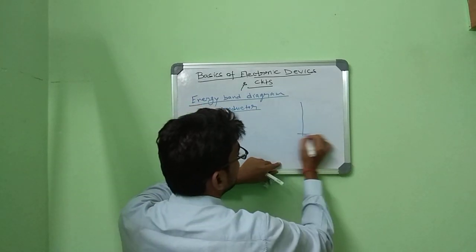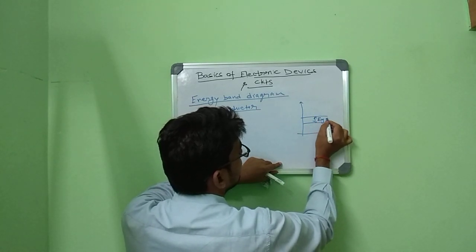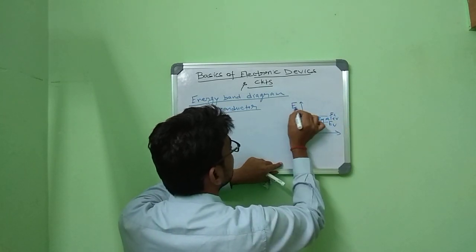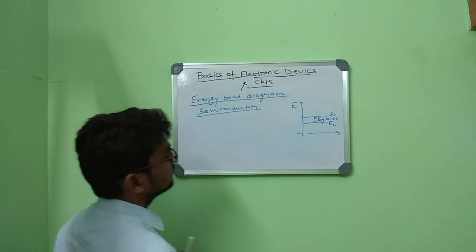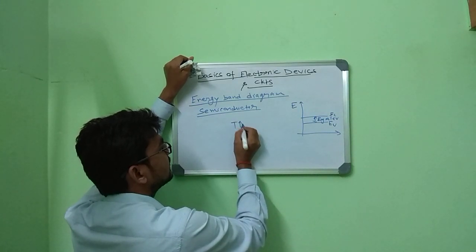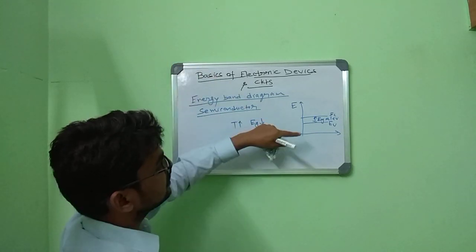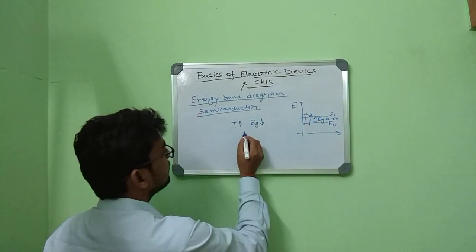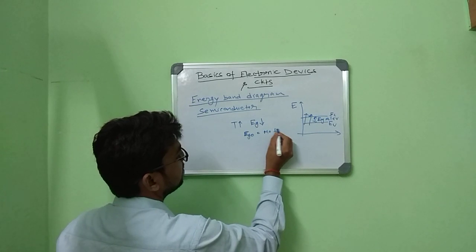In a semiconductor, the energy gap is small, about 1 electron volt. This is your EC, this is your EV, this is your energy axis. In semiconductors there is covalent bonding, and if the temperature increases, the energy gap decreases and electrons jump from here to here. But at absolute zero temperature, there is no free electron.